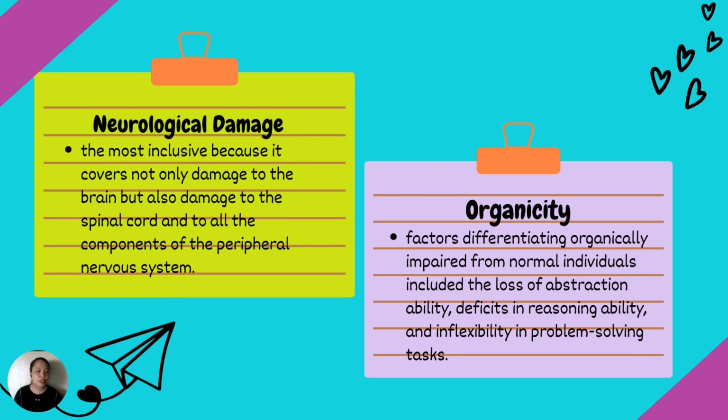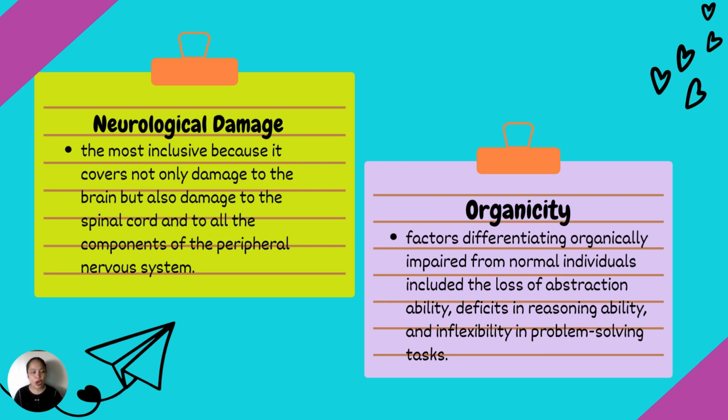Moreover, the terms brain damage, neurological damage, and organicity have unfortunately been used interchangeably in much of the psychological literature. Now, the term neurological damage is the most inclusive because it covers not only damage to the brain, but also damage to the spinal cord and to all the components of the peripheral nervous system.